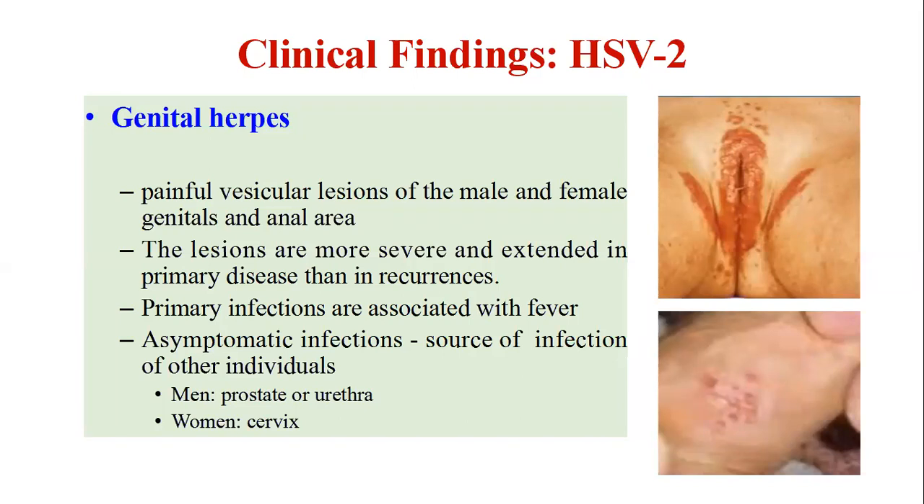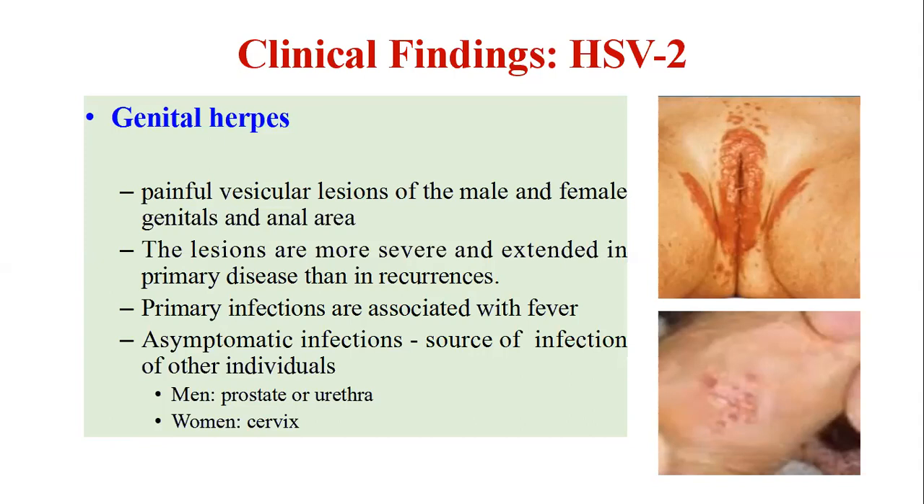Genital herpes presents as painful vesicular lesions in both the male and female genital and anal area. The picture shows you the painful lesions of both the genital and the anal area, the perineal area. The lesions are more severe and extended in primary disease than in recurrences.